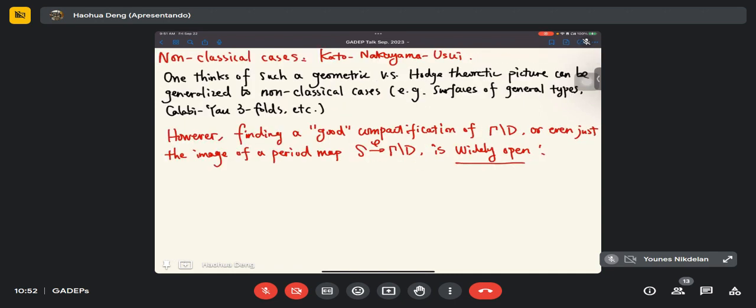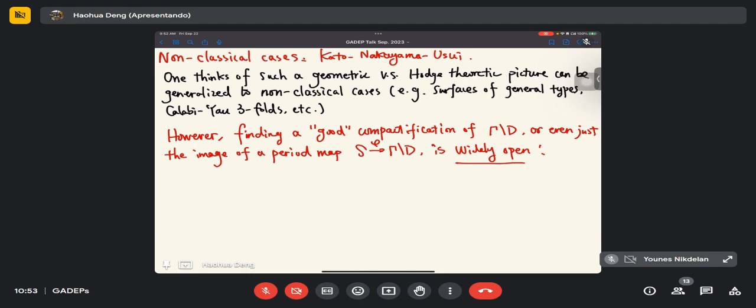However, in these non-classical cases, where D is no longer Hermitian symmetric, it looks almost impossible. I'm not saying it is definitely impossible, but at this time there is no idea of how to find a good compactification of Γ\D. Or even for our purpose, we are not finding a full compactification of Γ\D, but only a compactification of the image of the period map, Φ. These questions in the non-classical cases are very open at this point.